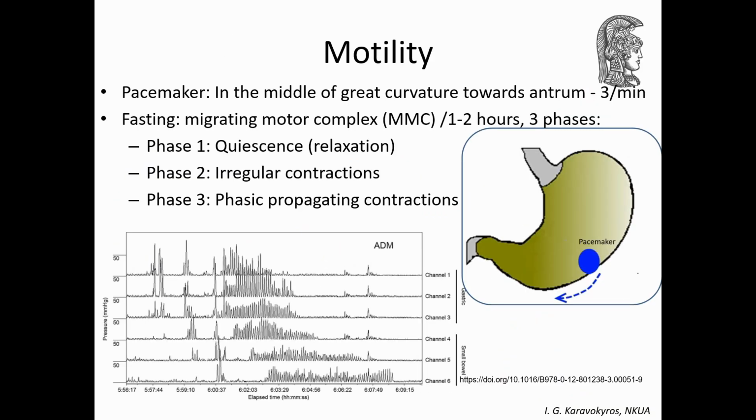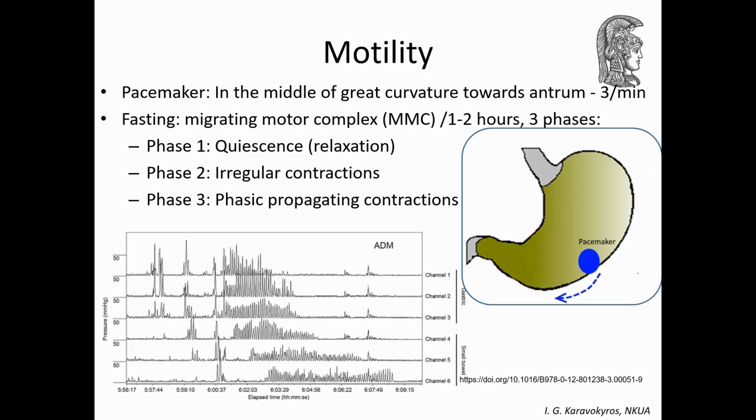Gastric motility is mediated by a pacemaker located at the middle of the great curvature towards the antrum. It causes approximately 3 contractions of the gastric musculature per minute. The fasting stomach undergoes a self-cleaning cyclic procedure every 1 or 2 hours, called migrating motor complex.